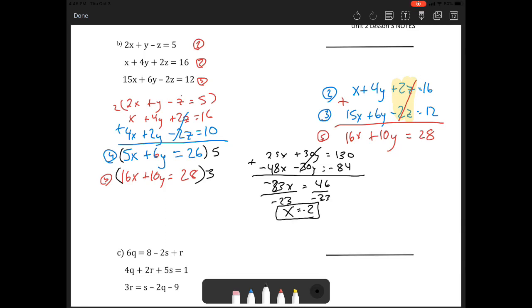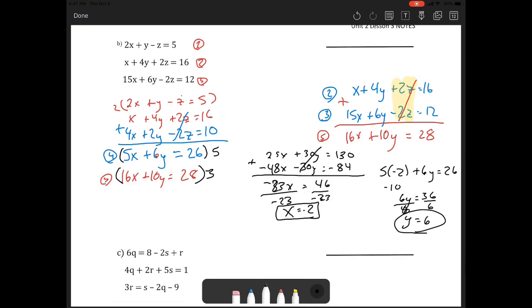So now I can plug in that negative 2 into one of the equations that we just found to make our next one. So I am going to do the 5 times negative 2 plus 6y equals 26. So I end up with negative 10. I'm going to add that to my 26, and I get 6y equals 36, divided by 6 on both sides, and y is going to be 6.